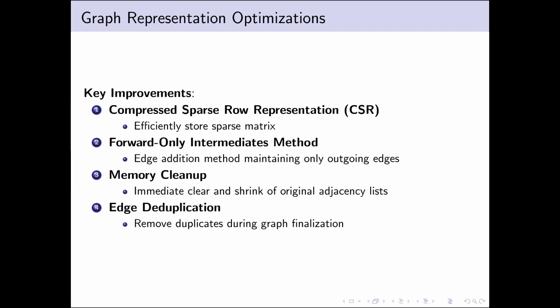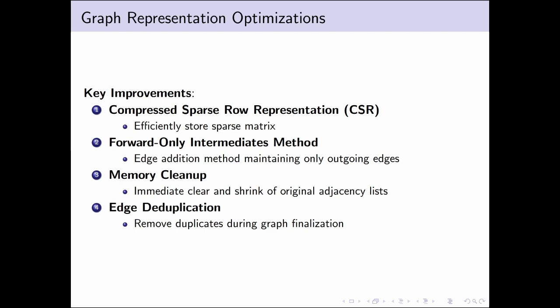Next, we implemented a forward-only intermediates method. During the query evaluation, intermediate results are only traversed in one direction, from left to right through path segments. We introduced a forward-only edge addition method that only maintains outgoing edges, which skips reverse edges entirely.